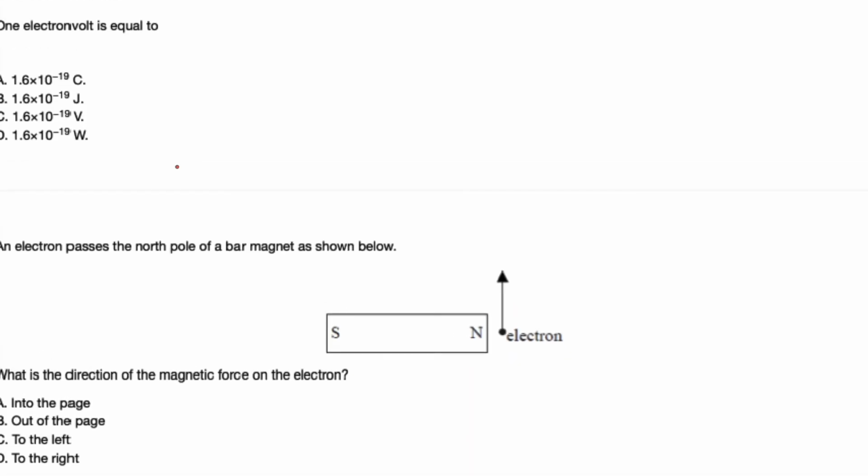1 electron volt is equal to what? This is just a basic definition of electron volt. It is equal to 1.6 times 10 to the power of negative 19 joule. An electron volt is defined as the energy when a charge equal to an electron passes through a potential difference of 1 volt, which is equal to 1.6 times 10 to the negative 19th power joule.